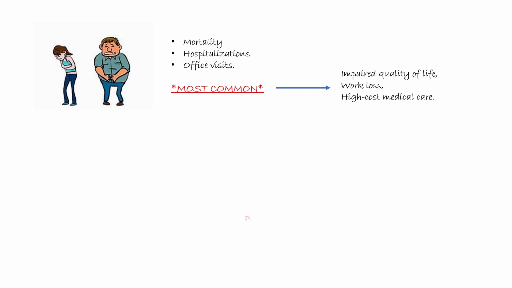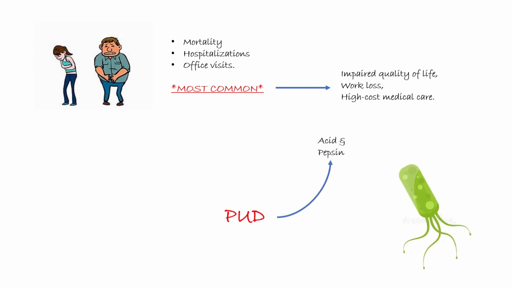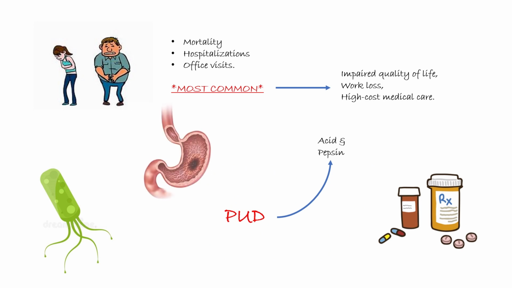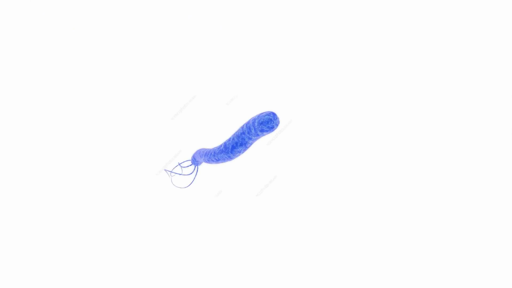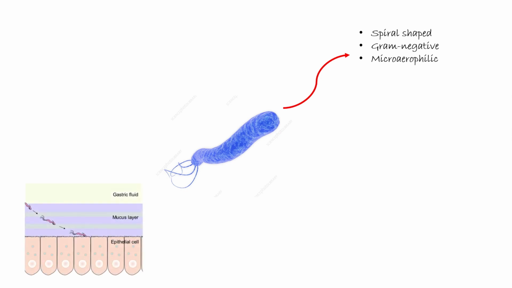It's thought and known that in most cases, PUD arises in the presence of acid and pepsin when H. pylori, NSAIDs, and other cofactors disrupt the normal mucosal defense mechanism. H. pylori is a spiral-shaped, gram-negative, microaerophilic bacterium that resides between the mucus layer and surface epithelial cells in the stomach, or any location where gastric epithelium is found.